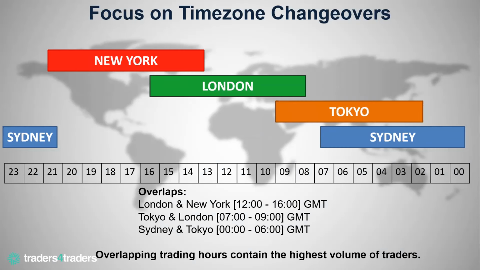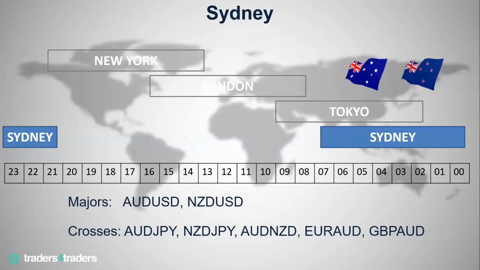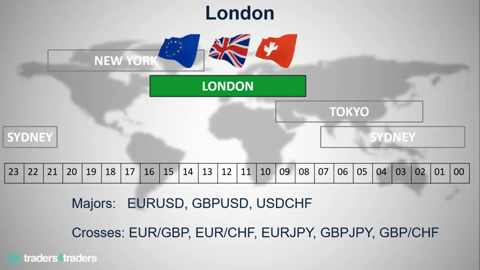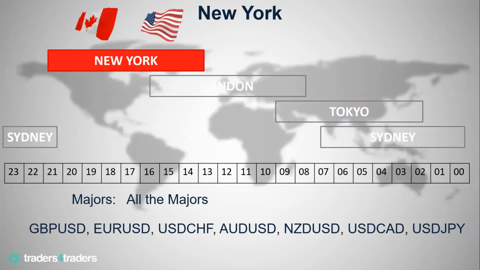Now, there's 4 key sessions: the New York session, the London session, the Tokyo session, and the Sydney session. Now, let me just run you through each of these sessions. The Sydney session, largely relating to the Aussie and Kiwi dollar and crosses associated with those pairs. The Tokyo session, well, of course, the Japanese yen and the Aussie and Kiwi. The yen crosses will definitely be prevalent during this session. Then we have the London session. Euro, sterling, and Swiss are the major focus for currency traders, and crosses related to those pairs. Last but not least, the New York session, with the Canadian dollar and the US dollar the primary focus. In this session, all majors are active.